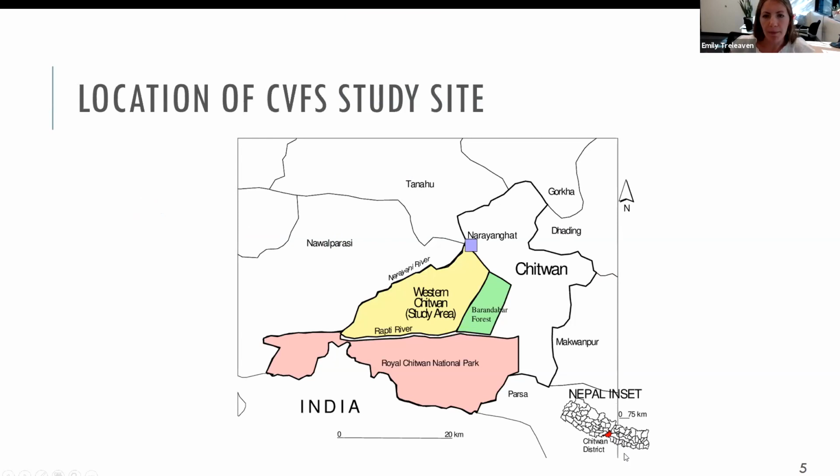Looking at the inset map here, the Chitwan district is located in south central Nepal on the border with India. The district includes a large national park along the border with India, and the eastern and western parts of the district are separated by dense forest and Narayangat, which is the urban center. The CVFS study area is in the western part of the district, bounded by the city and forest on the east and rivers on the south and northwest sides.